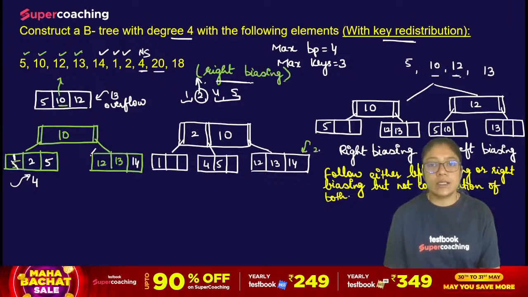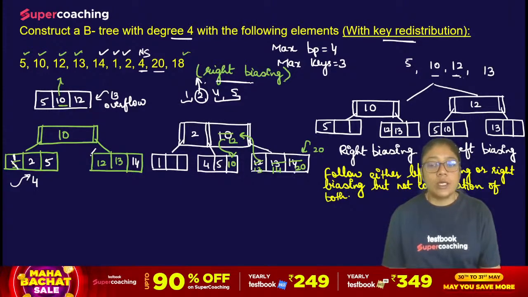20 results into a case of overflow. So the left sibling is ready to help. So 12 will go up. Here we will redistribute the keys, with 10 staying on the left. And definitely here we'll get 13, 14 and here we'll get 20. Make sense?